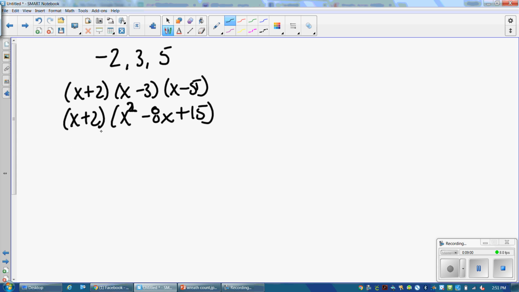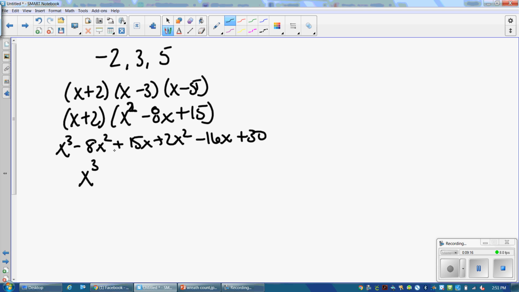Now I do x plus 2 times all of this. If I do x first, x cubed minus 8x squared plus 15x, plus 2x squared minus 16x plus 30. I would get x cubed minus 6x squared, put these together, minus 1x, and you don't have to put the 1, plus 30, and that would be what I would get for number 1.